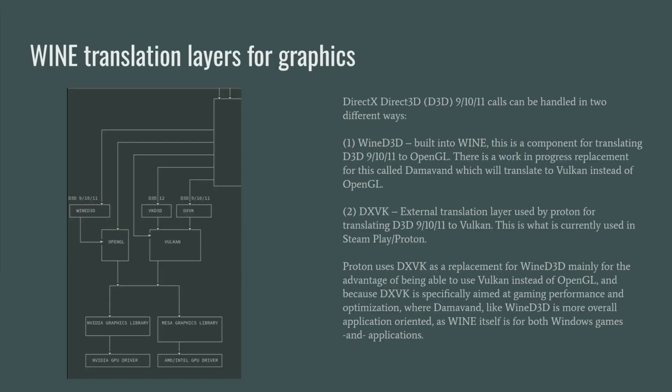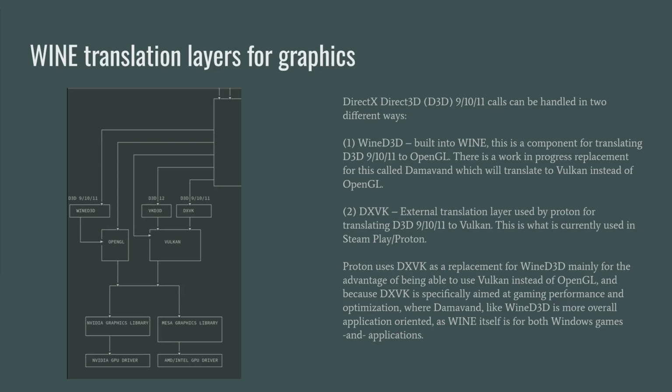Wine translation layers for graphics. So now we're going to go into a little bit more detail on the current-gen graphics side. I explained the WineD3D portion, which is number one. That one is not really used in Proton. There's an environment override that you can use if you want to try it, but generally we want to try to use either DXVK or VKD3D if possible.